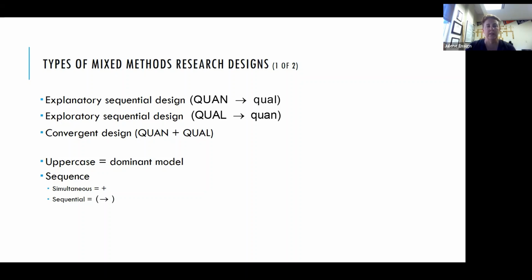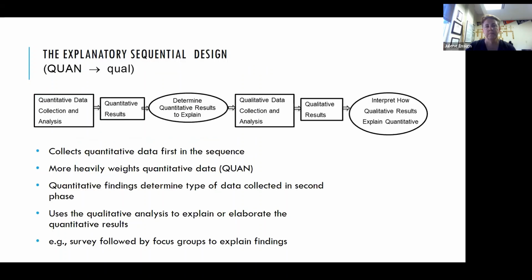We start by examining the research problem from a qualitative perspective, and then in the next phase, we go to collecting quantitative results. There's also convergent design, in which both parts are equal. The quantitative and the qualitative are both being collected at the same time, and both parts are equal. So let's look at these each a little closer.